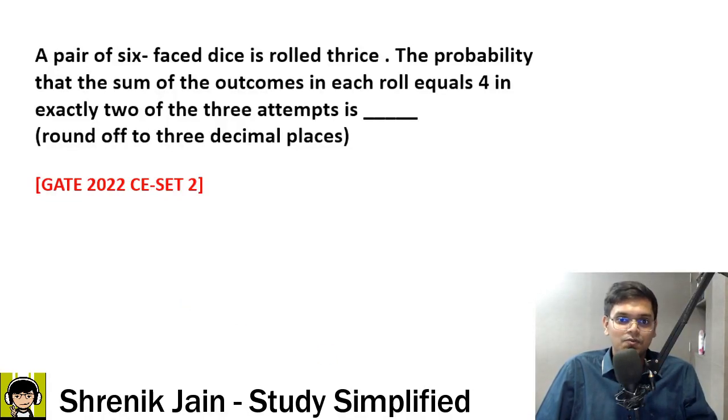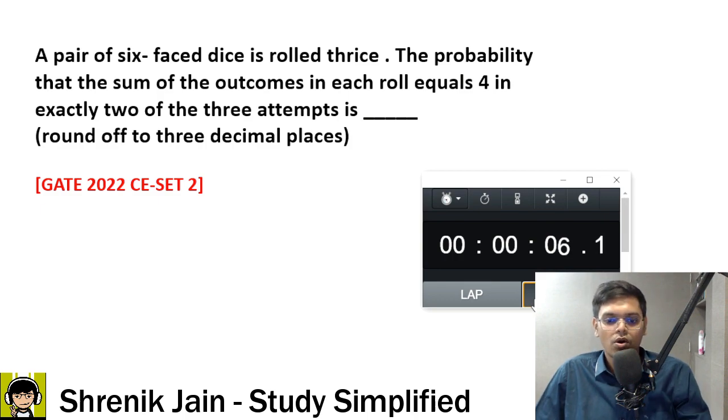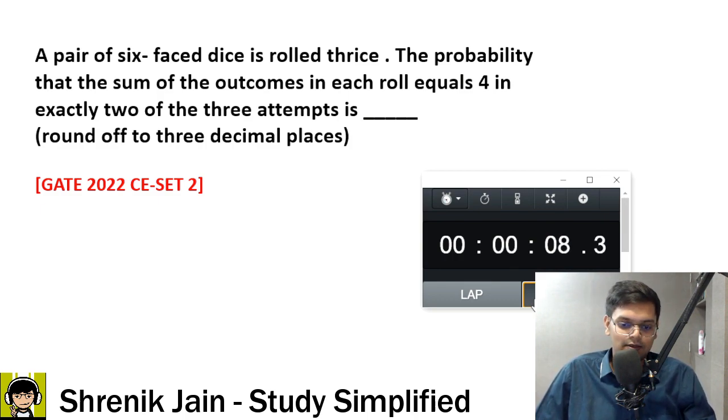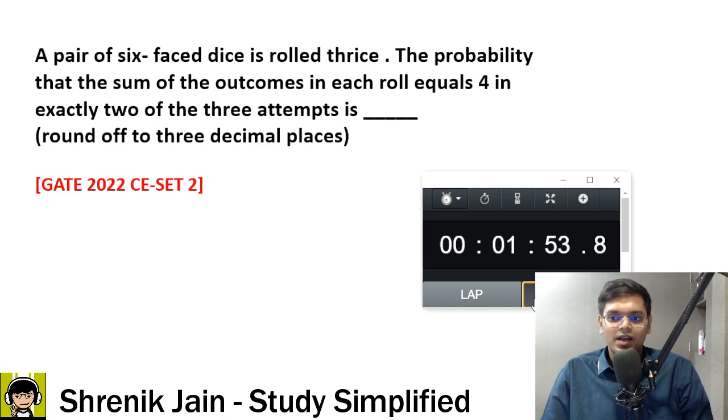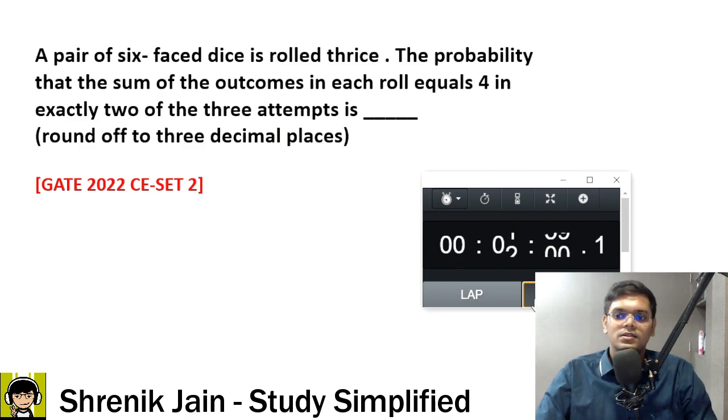A pair of 6-faced dice is rolled thrice. The probability that the sum of the outcomes in each roll equals 4 in exactly 2 of the 3 attempts is, round off to 3 decimal places. Guys, tell me what's the answer. So finally you have 5 seconds left. 4, 3, 2, 1. Ta-da!